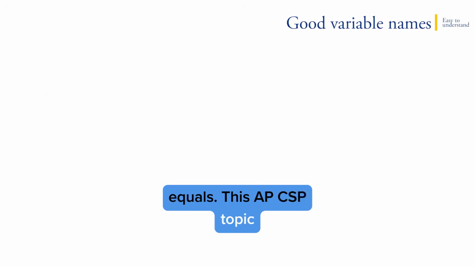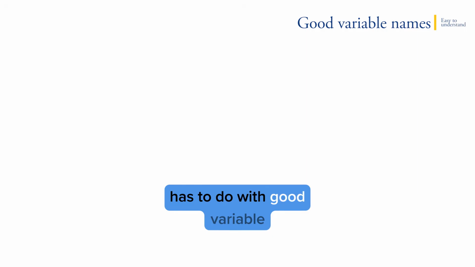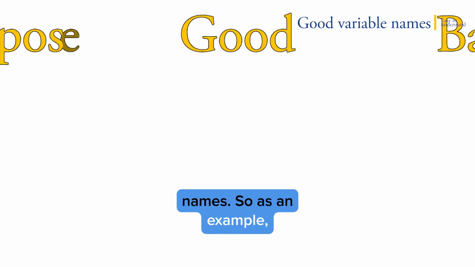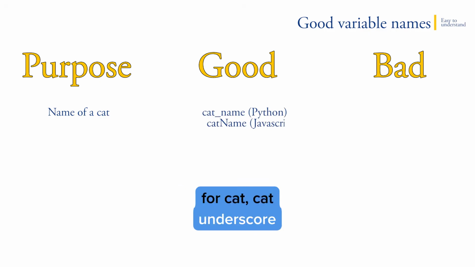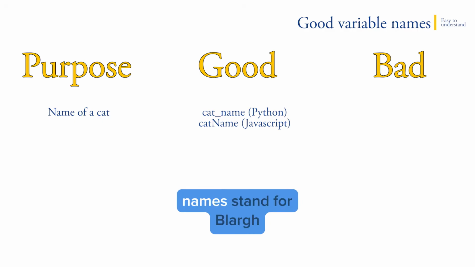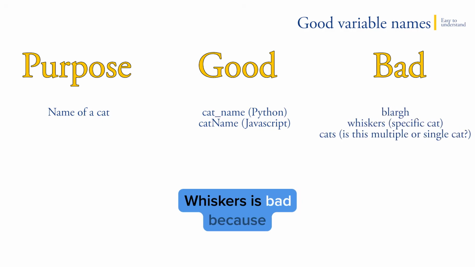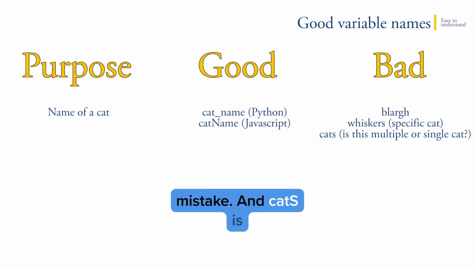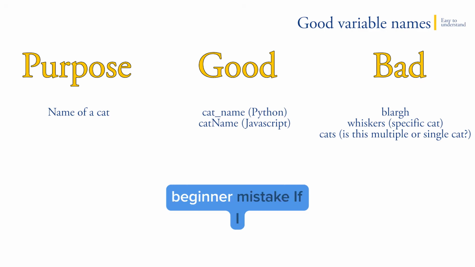This AP CSP topic also has a few other things they want you to know, and the first has to do with good variable names. So as an example, if I have a variable that stands for the name of a cat, cat underscore name or cat name are good variable names because it's obvious what those names stand for. Blarg is obviously terrible. Whiskers is bad because the cat might change. This is a common beginner mistake. And cats is also bad because it's not obvious if it's a single cat or multiple cats.